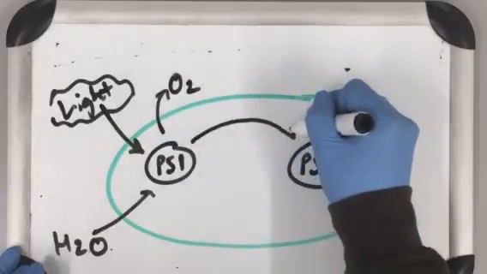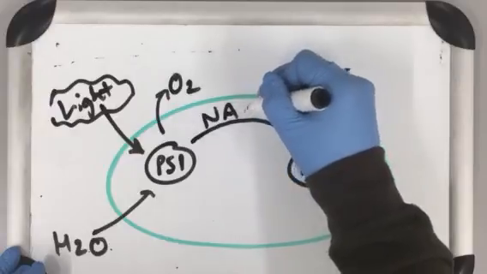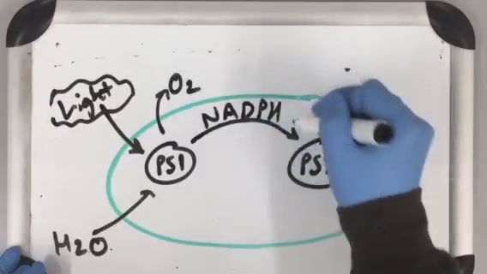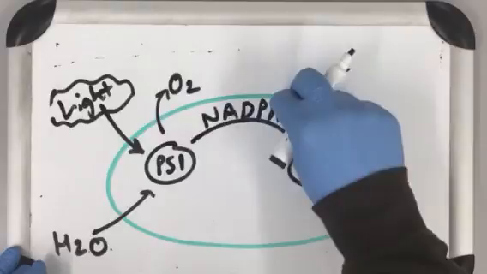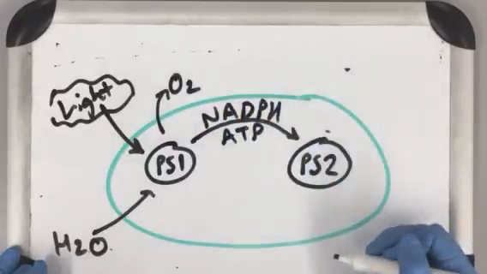From Photosystem 1, you get two products. One is reduced NADPH, and this is reduced because it's gained an electron. And you also produce a little bit of ATP.